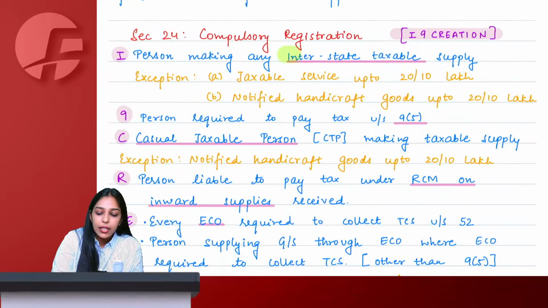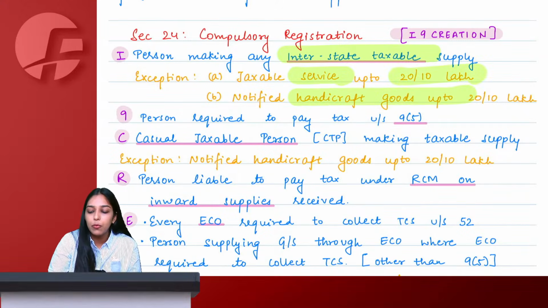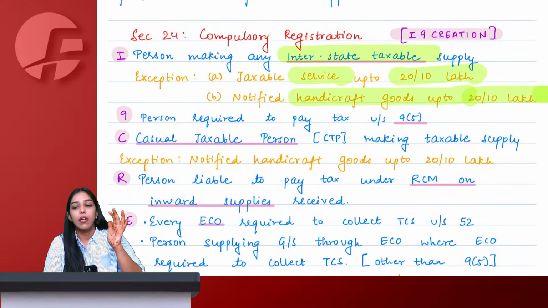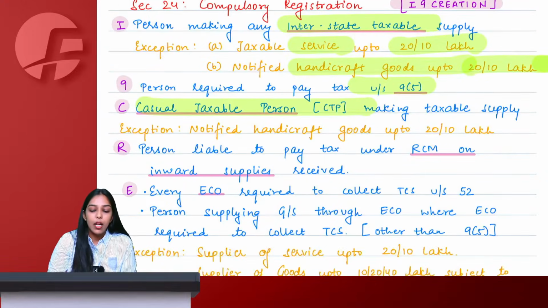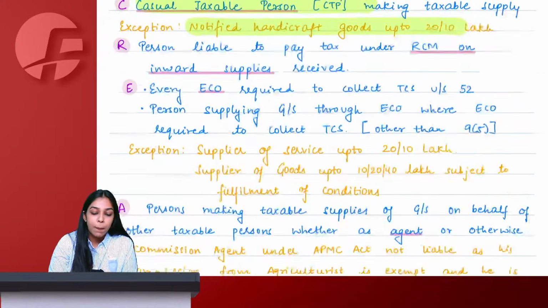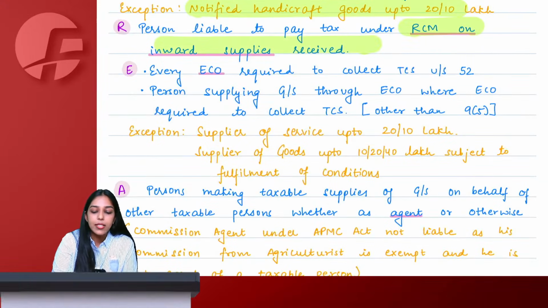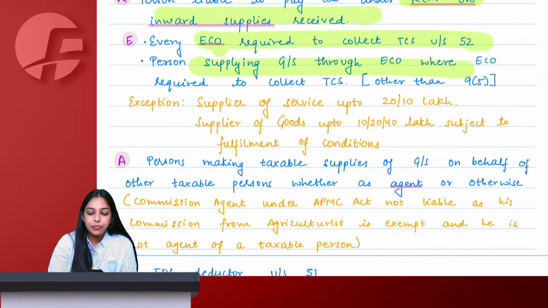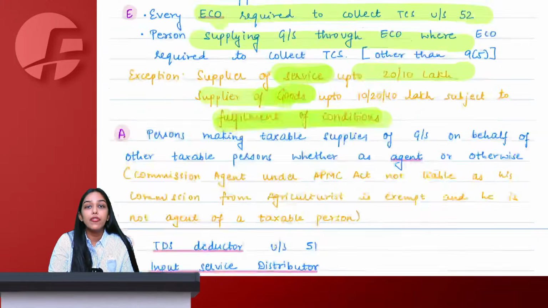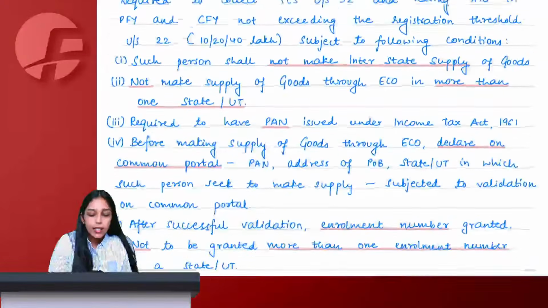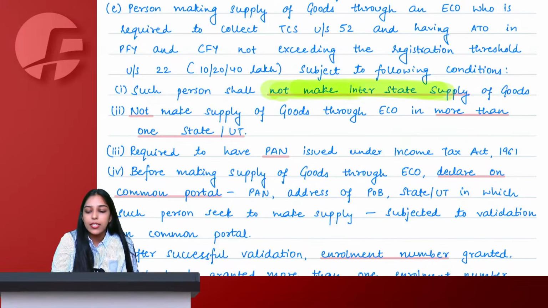I means a person making interstate supplies. Exceptions are service and notified handicraft goods. Up to whatever is the actual applicable turnover, we will not take registration. C, casual taxable person. One exception, notified handicraft goods. R, inward RCM supplies. E, every e-commerce operator. But if I am supplying services, then blanket exception. But if I am a supplier of goods, then I have to fulfill conditions. Now, what are the conditions? I cannot make interstate supply. I cannot make supply in more than one state.